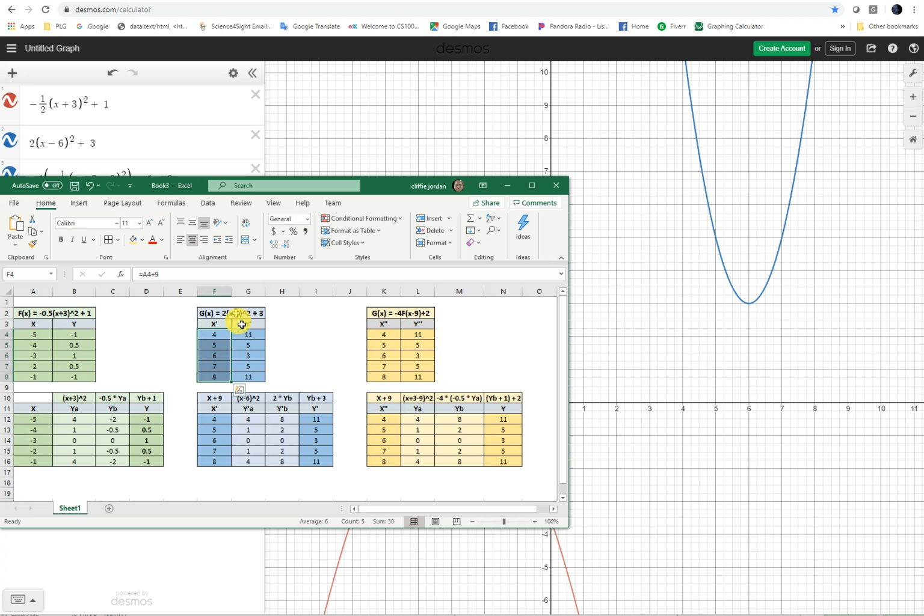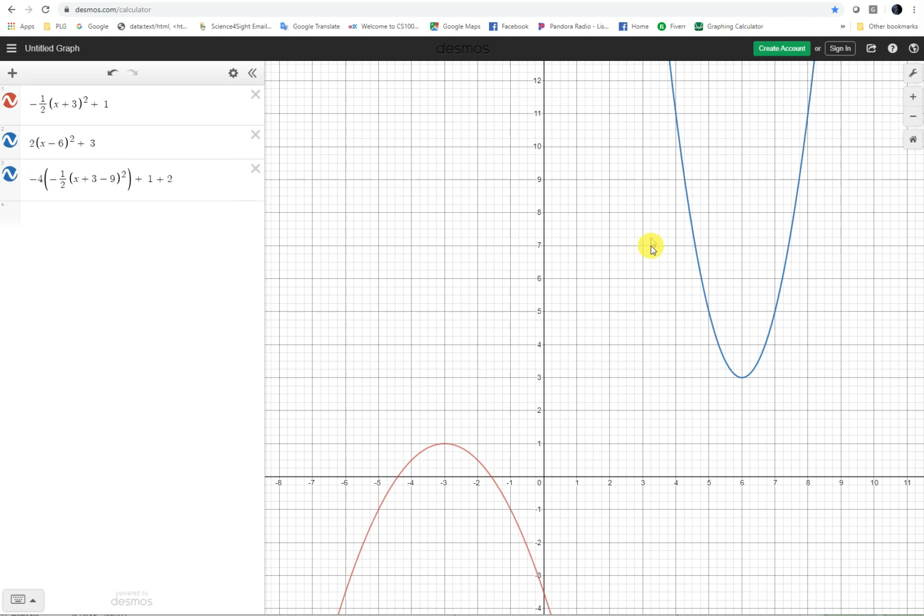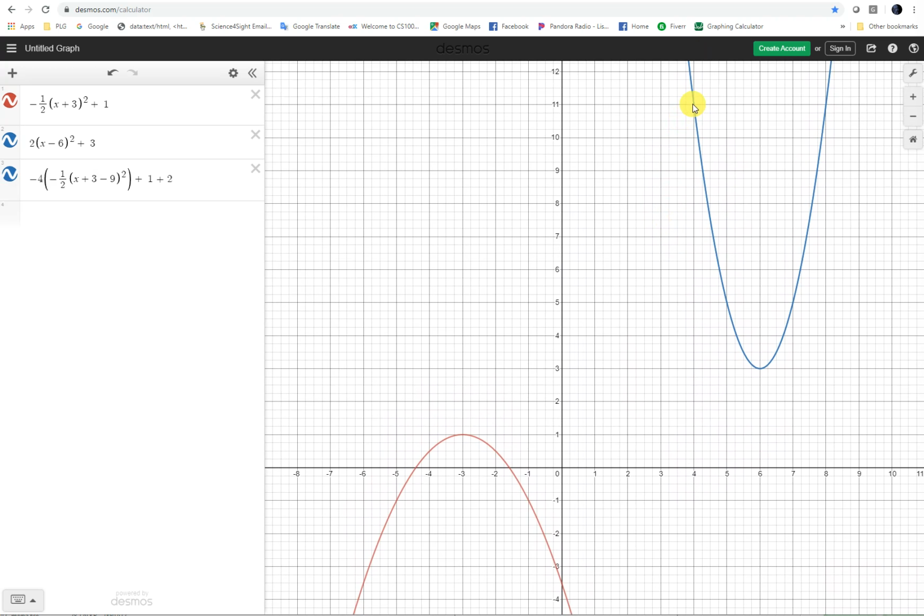Okay, and notice that when we plug in the formula, 2 times the x value minus 6, quantity squared plus 3, we get the y. So when x is 4, y is 11. That puts us way up here. In fact, I'd have to bring this down a little bit. Here's 11. So if I click right here, you should see 4, 11. Yeah, real close to 4. Come on, there we go. 4, 11, got it. So that just proves that that point exists on the line.